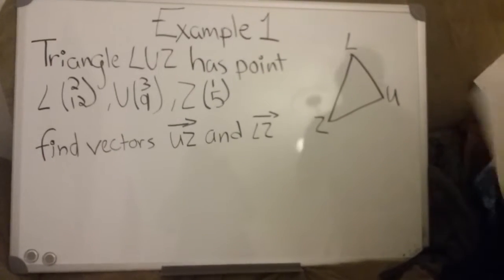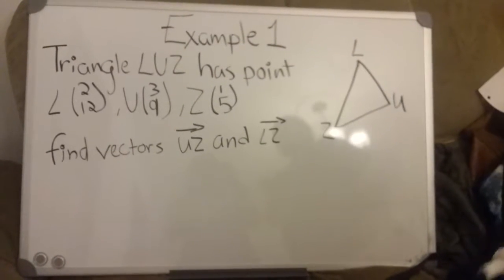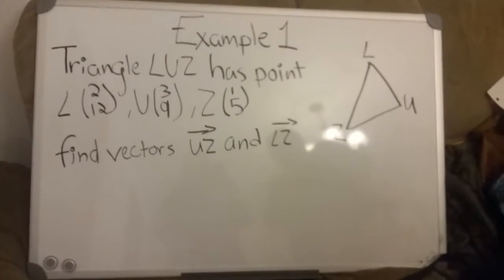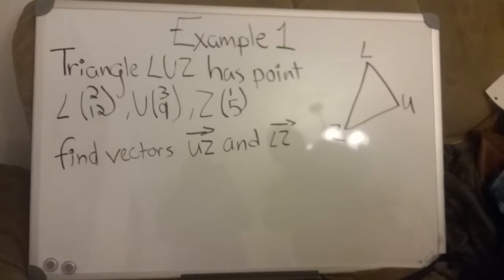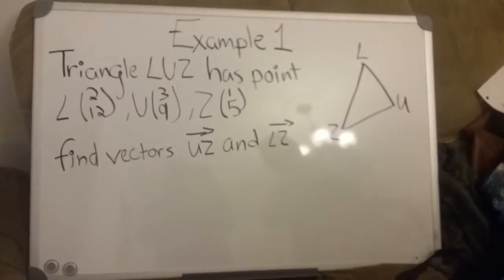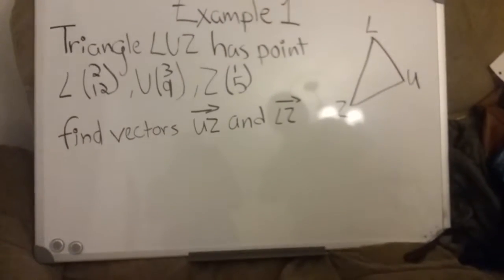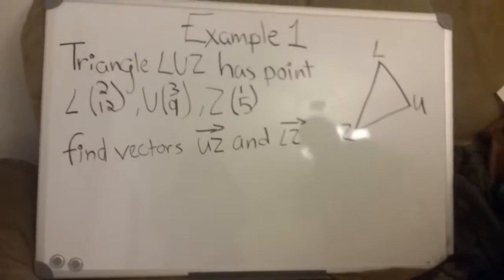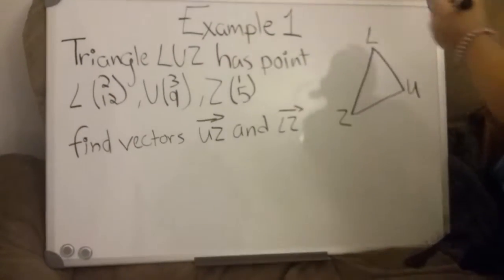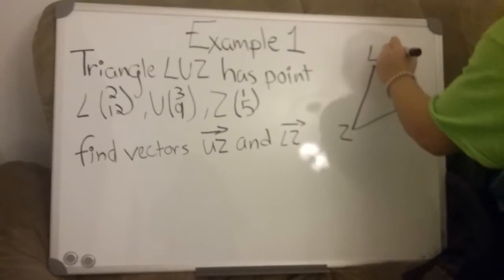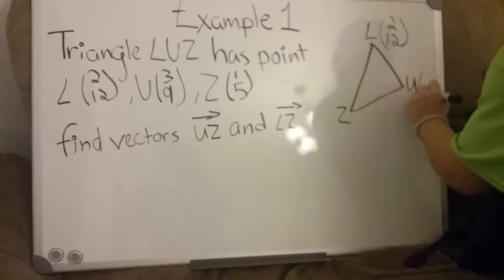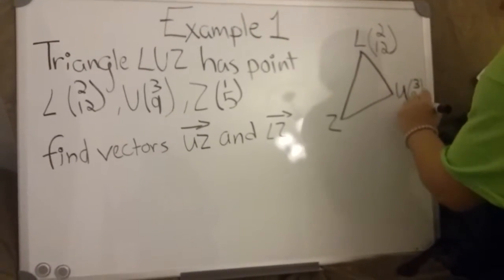So example 1, we have triangle LUZ. It has point L in component form (2, 12), point U in component form (3, 9), and point Z in component form (1, 5). It's asking you to find the vectors UZ and LZ. First of all, it's going to be really helpful if we actually write where they are. That'll give you an idea of what to do next.